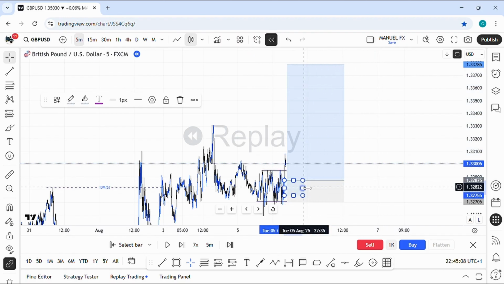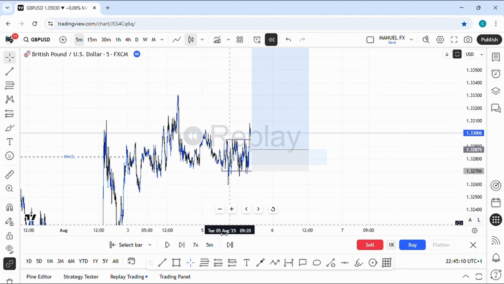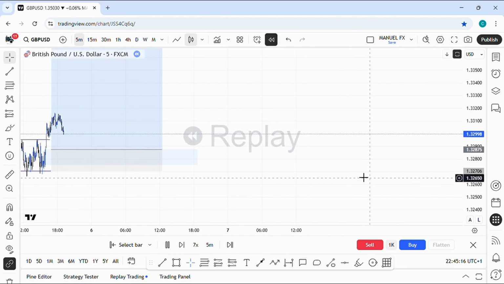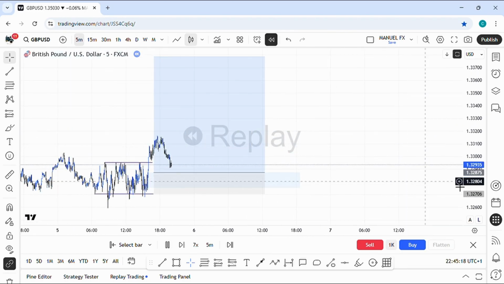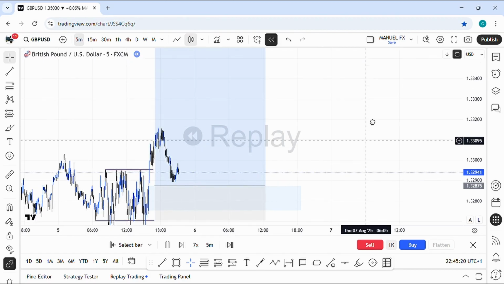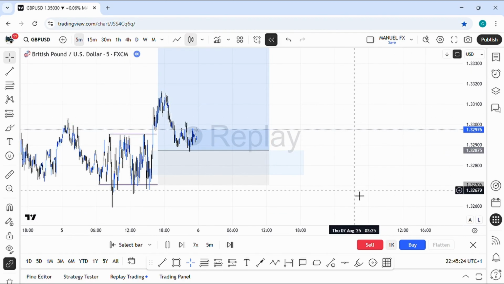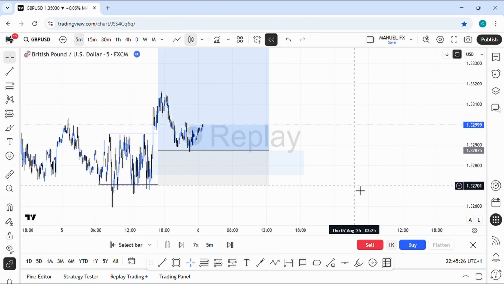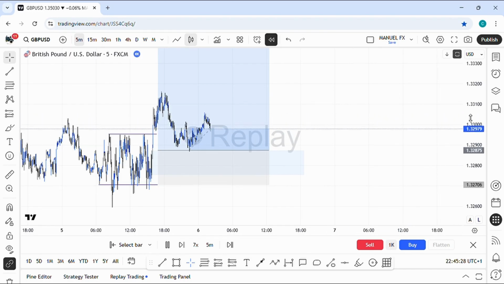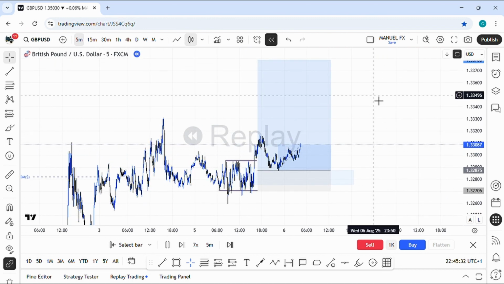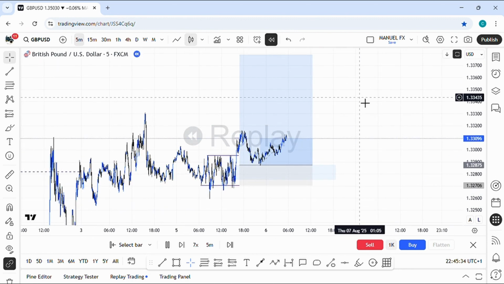So let's see what price actually does. Price comes back down. Let's follow price. Click, come back down and tap me in. See, price comes back and taps me in, and then it keeps going. Let's go. And you see, price just keeps going.